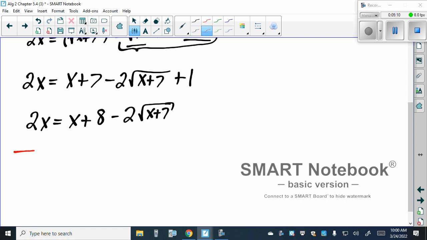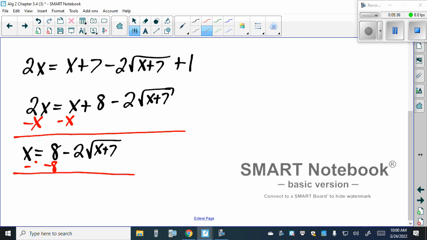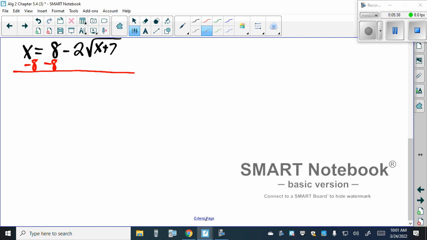Well, the first thing we can do is subtract x from both sides. We can also subtract 8 here too if we wanted. Because if we subtract x from both sides, we get x is equal to 8 minus 2 square root of x plus 7. We can also subtract the 8, telling us that x minus 8 is equal to negative 2 square root of x plus 7.